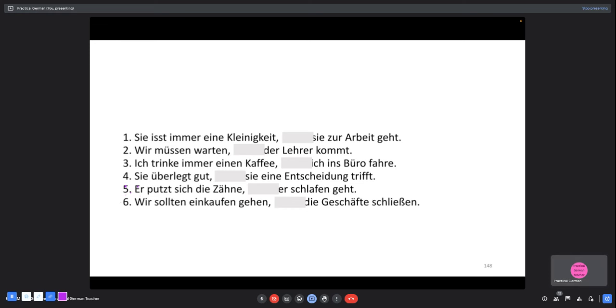Er putzt sich die Zähne, bevor er schlafen geht. Yeah, continue. Wir sollten einkaufen gehen, bevor die Geschäfte schließen. Correct. So everywhere before is correct. I just wanted to make you understand that you can use the other ones as well.